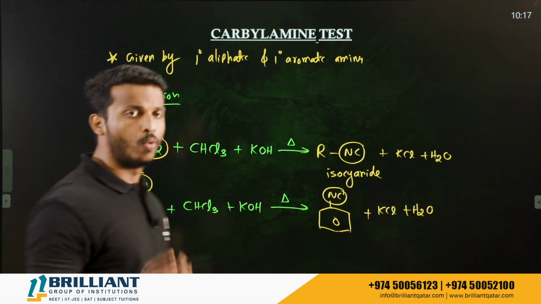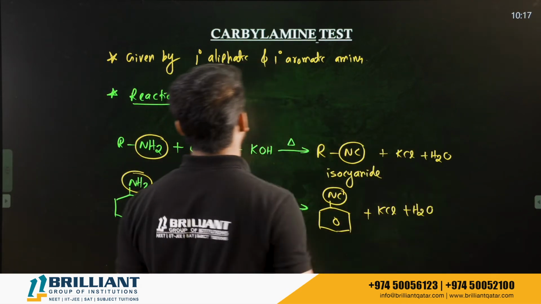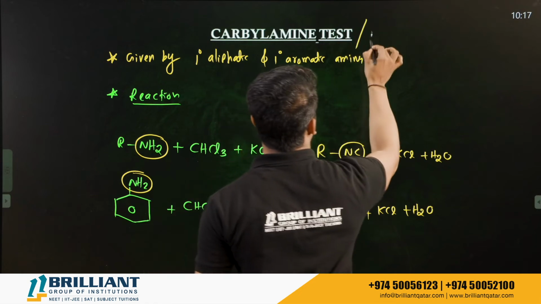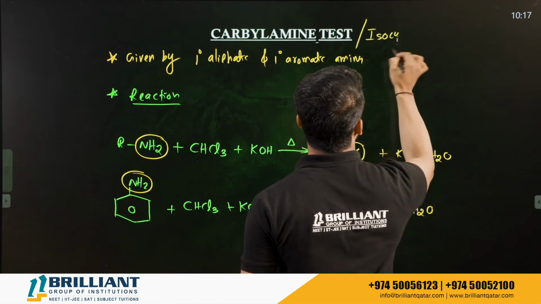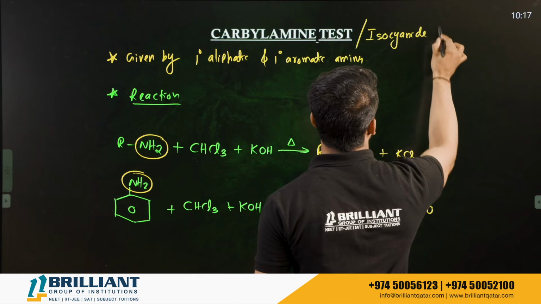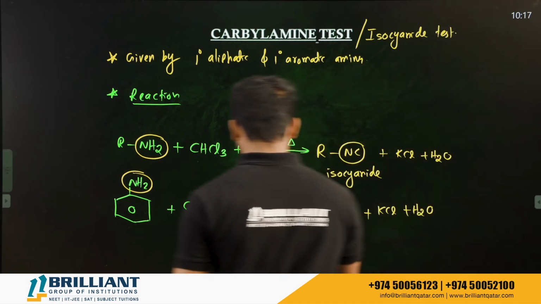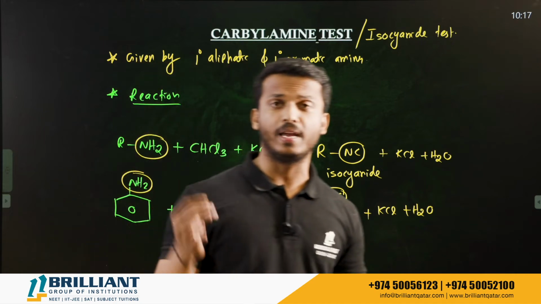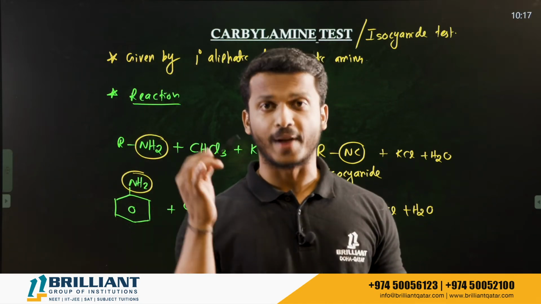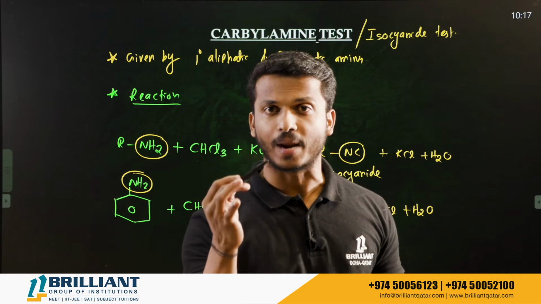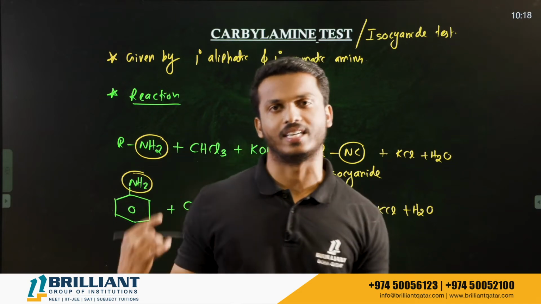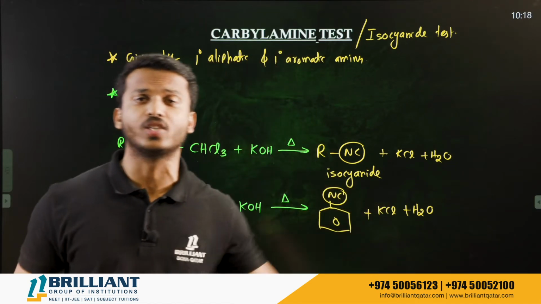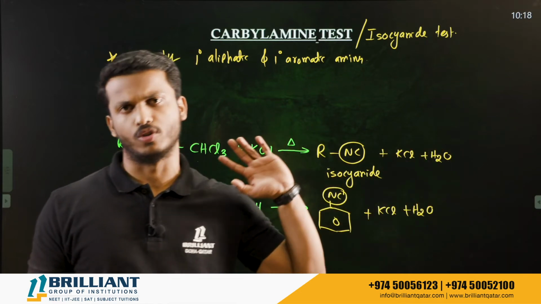Once again, what is the carbylamine test? The carbylamine test is also known as the isocyanide test, because the product is isocyanide. Carbylamine test is only given by primary aliphatic and primary aromatic amines. This is the test: heat with chloroform and KOH, and you will get isocyanide with a foul smell.